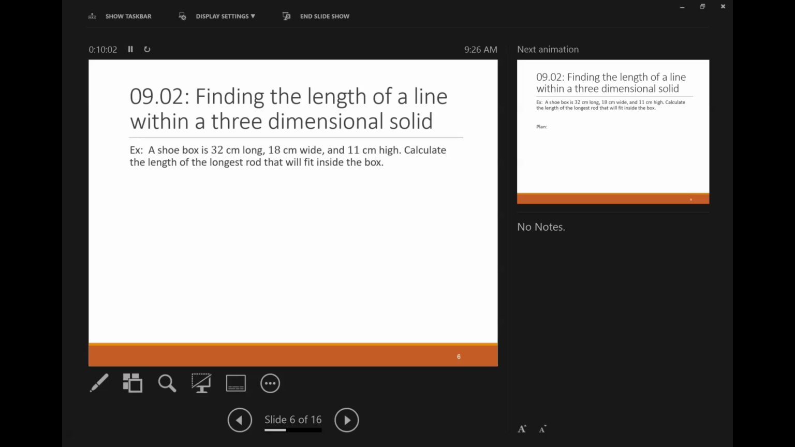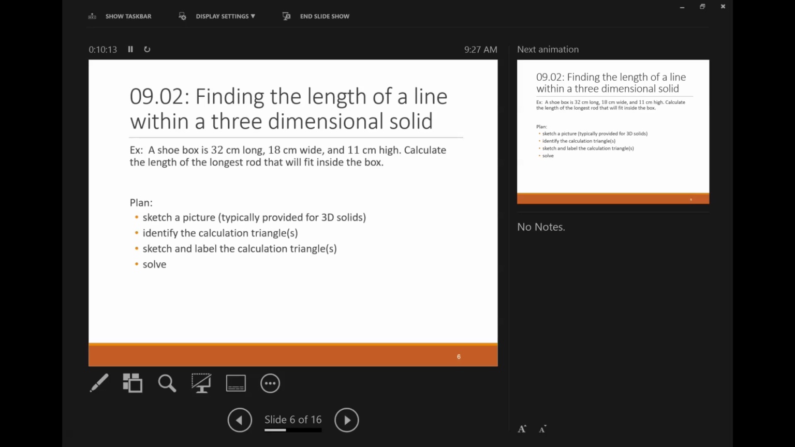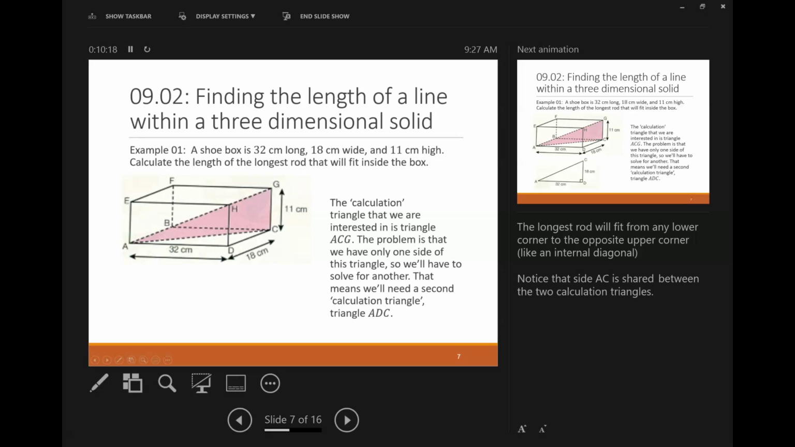Ben? Okay. Diagonally from opposite corners. When you say opposite corners, what do you mean there? The lower corner on one side and the higher corner on the other side. Excellent. Yeah. So Ben says that to do this, we're needing our stick to go from A to G, right? Where we have the lower corner in the front to an upper corner in the back. Everybody see that? That's going to be the longest possible thing we could fit inside of our shoebox.